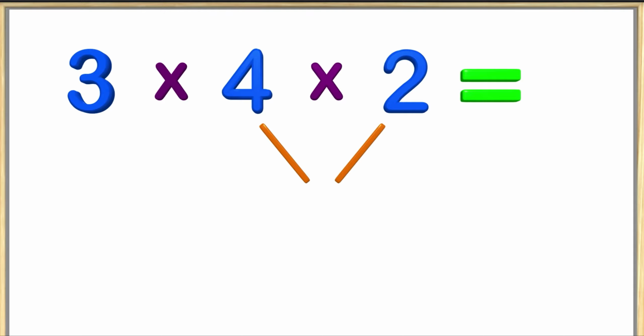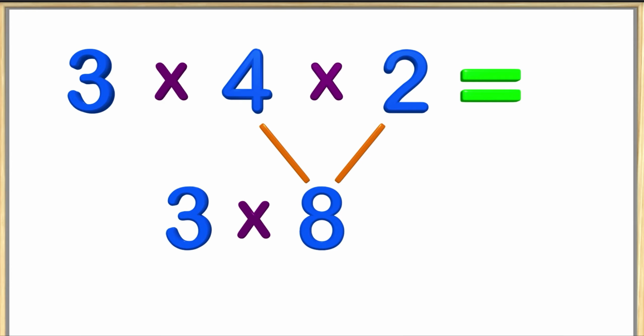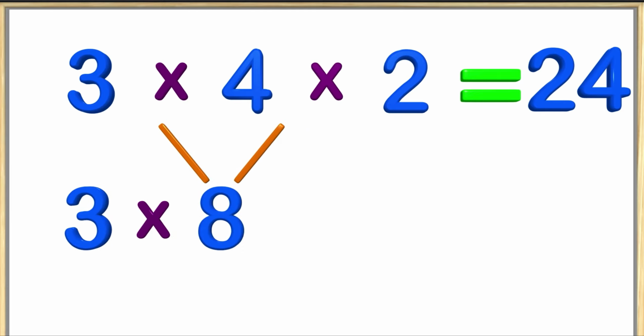I want to start by multiplying 4 and 2. This gives us 8. Now we have 8 multiplied by 3. What is 8 multiplied by 3? The answer is 24. Great job! But now I want to try the other way, so let's clear the board.